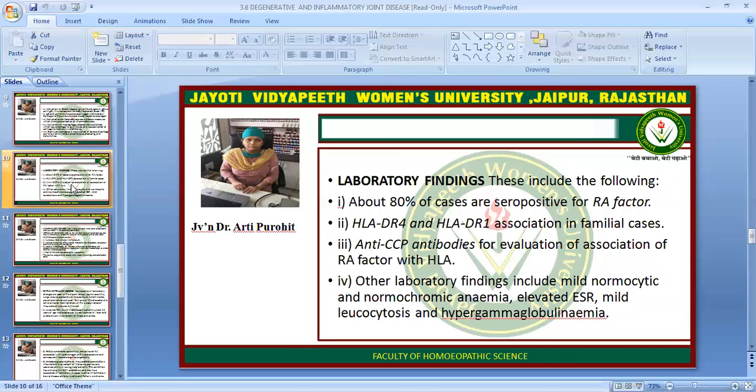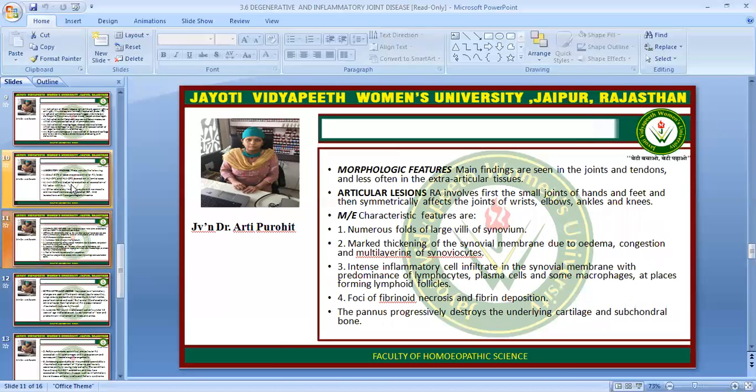Laboratory findings include: about 80% of cases are seropositive for RA factor, with HLA-DR4 and DR1 associated in familial cases, and anti-CCP for evaluation of association of RA and HLA. Other laboratory findings include mild normocytic normochromic anemia, elevated ESR, mild leukocytosis, and hypergammaglobulinemia. Now the macroscopic features: the main findings are seen in joints, tendons, and less in extra-articular tissue.